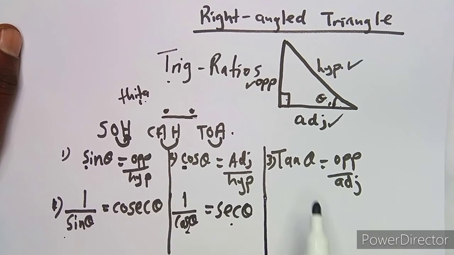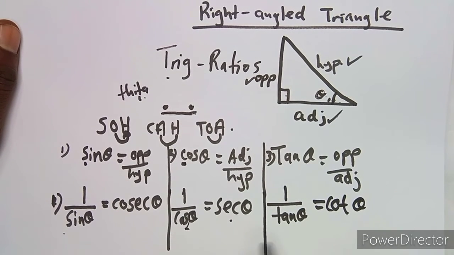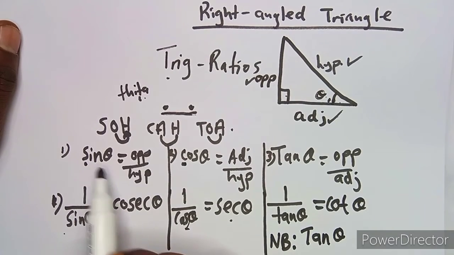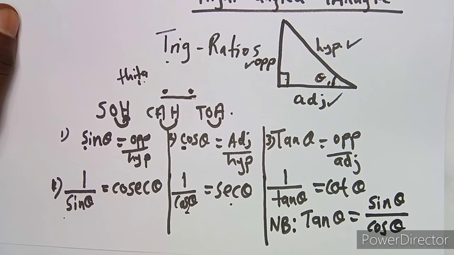Then 1 over tan theta is going to give us cot theta. Take note, that is what you're going to have. Also, it is important to note that the same tan theta can be written in terms of sine and cos. So tan theta can be given as sine theta over cos theta. All right.